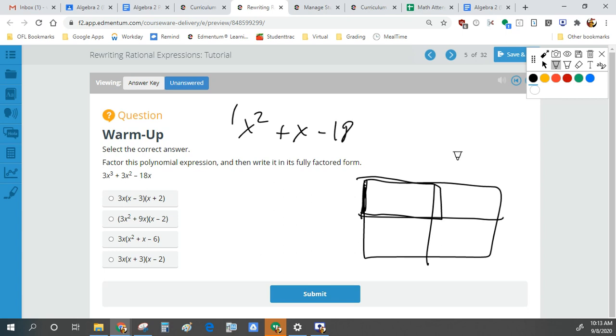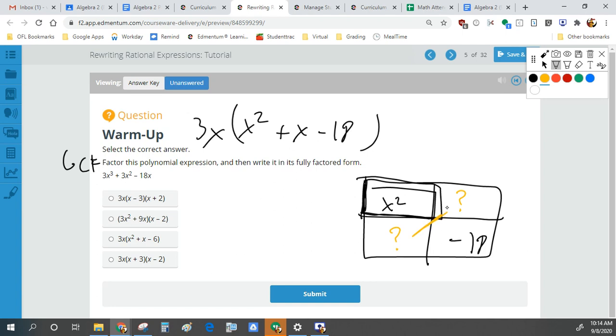Minus 18. So we factored this out by taking the GCF. And then what we're doing is we're basically finding the area of this square. Well, there's 4 areas we're doing here. 4 areas total: x squared, negative 18, and we don't know what these areas are yet.